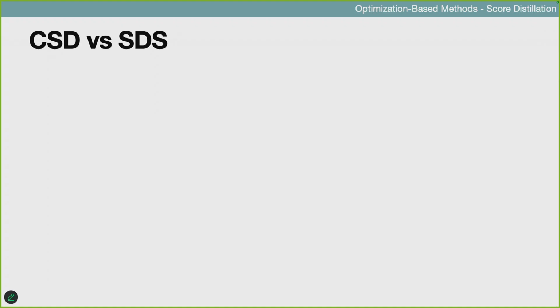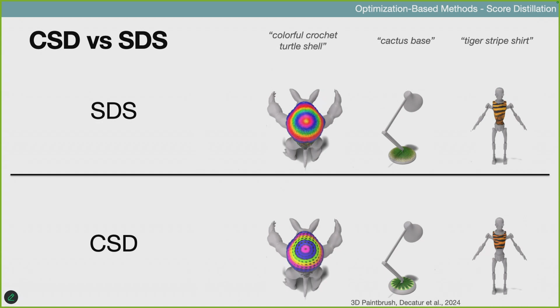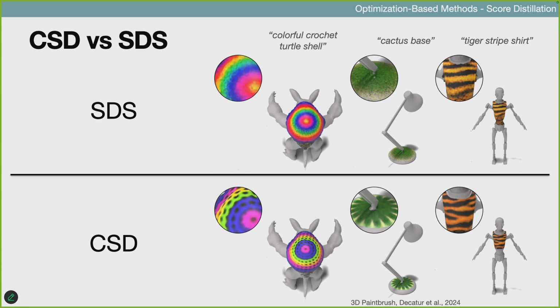So does this actually work? Can we actually get better results like this? The answer is yeah, pretty much. Here we're comparing results with CSD and SDS for the following prompts: colorful crochet turtle shell, cactus base, and tiger stripe shirt. This is the result of SDS, and then if we show the results with CSD, you can see they're clearly much sharper. On the colorful crochet turtle shell, you get much more clearly interlocking yarn patterns. In the tiger shirt, the stripes are much sharper. And here are the zoom-ins as well, so you can see those.